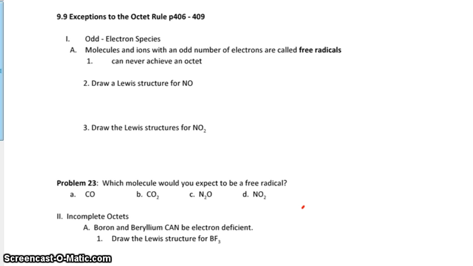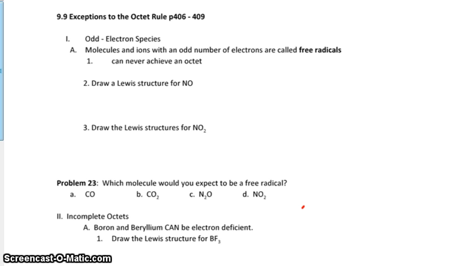The first one is an odd electron species. Molecules and ions with an odd number of electrons are called free radicals. These free radicals are really important, especially in organic chemistry, especially in the field of polymerization, where they will initiate the polymers to be created. These free radicals are searching desperately for an electron, and so they will grab them from where they can, and that's how they initiate these special reactions. This is really an important idea in chemistry, and they do exist.